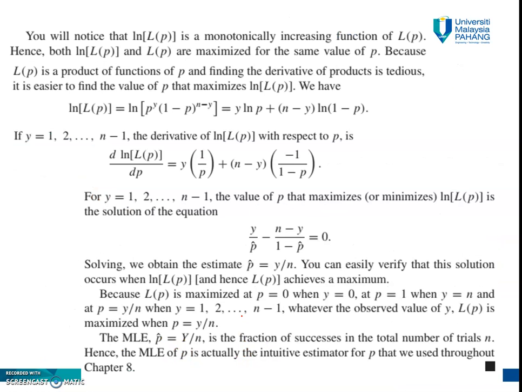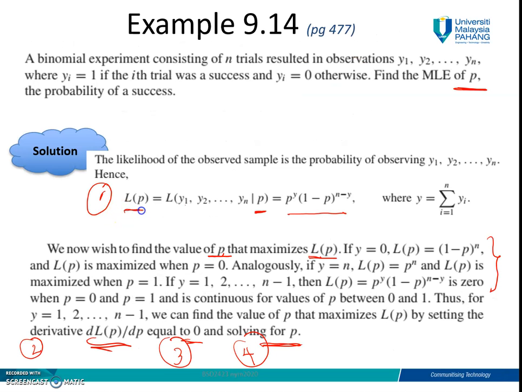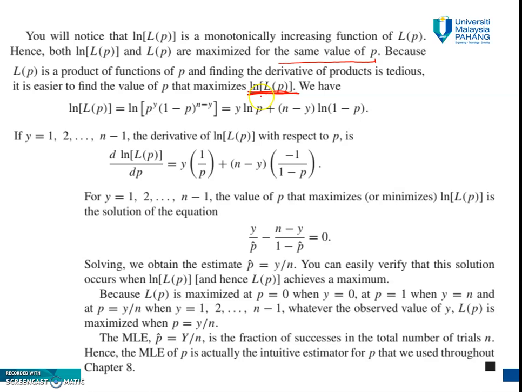Now you will notice that ln L(p) is a monotonically increasing function of L(p), so both ln L(p) and L(p) are maximized for the same value of p. Because L(p) is a product of functions of p, and finding the derivative of a product is tedious, it is easier to find the value of p that maximizes ln L(p). That's why, instead of L(p), we will work with ln L(p) first.